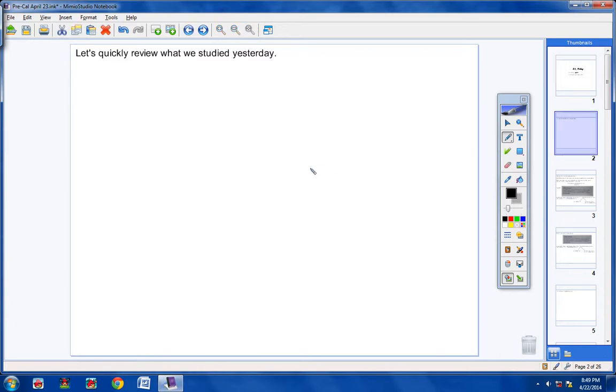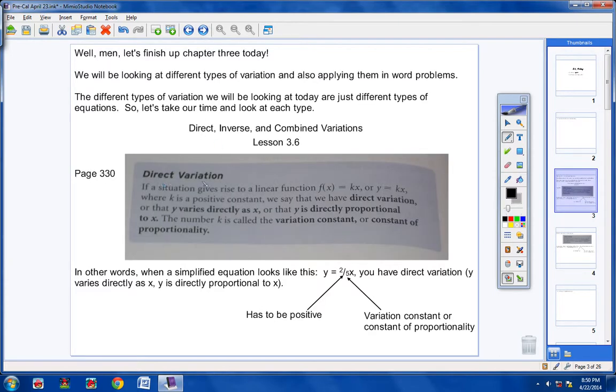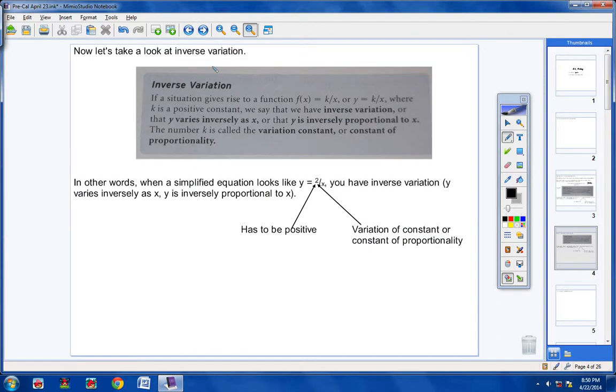All right, let's continue on. You know me, guys, I go fast. So here we go. Let's quickly review what we studied yesterday. We studied something called direct variation. The model you need to be familiar with is y equals kx. You should be able to solve problems dealing with direct variation. We also studied inverse variation, and the model there that you want to be familiar with is y equals k over x. And you should be able to solve problems dealing with inverse variation.